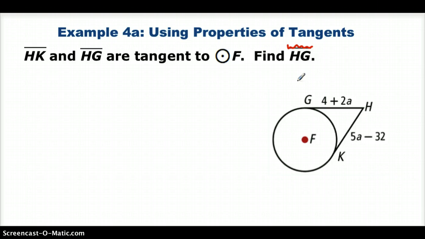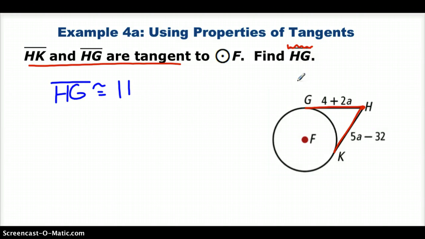Now this point H is on the exterior of the circle, and these two segments are said to be tangent to circle F. So again, HG and HK are both tangent to circle F. Now we can conclude that if these two segments that have the same exterior point are tangent to the circle, then these two segments are congruent, okay? So we should be able to say that segment HG is congruent to segment HK. So that would mean that the distance from H to G will equal the distance from H to K.